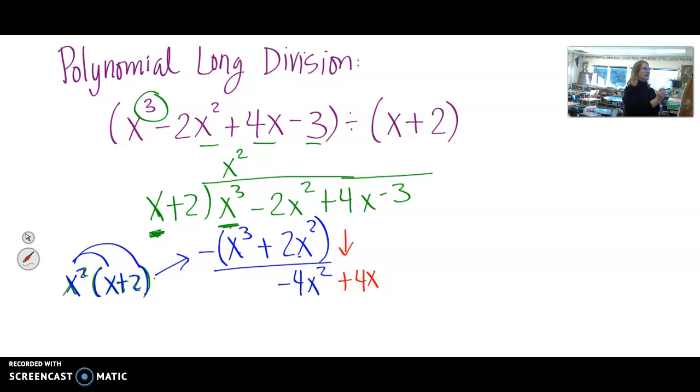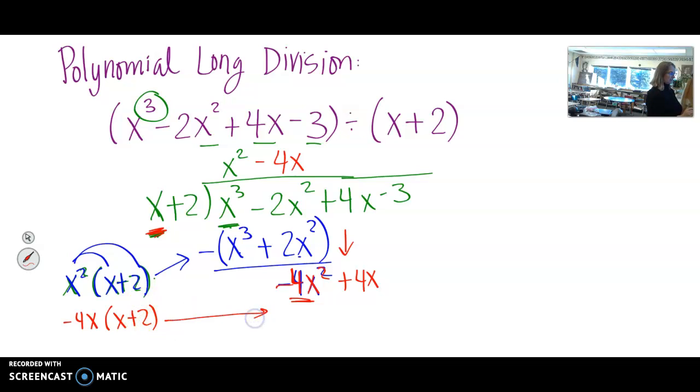So now we're going to look at this negative 4x squared, and you think, okay, what do I have to multiply x by to get negative 4x squared? And the answer is negative 4x. So you're going to multiply negative 4x by this divisor, and we're going to put the result right underneath here. So negative 4x times x is negative 4x squared. And when I subtract, that term is going to drop out, which is what we want. Then negative 4x times 2 is going to be minus 8x.